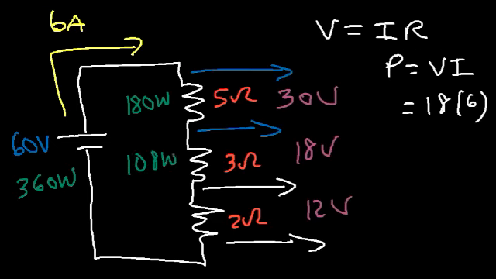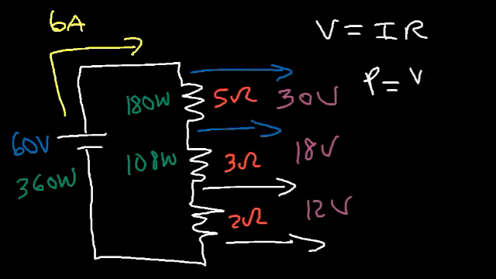Now what about the last one? Let's use the third form of the equation. So the voltage across the resistor is 12, and the resistance itself is 2. 12 divided by 2 is 6. 6 times the other 12 is 72.